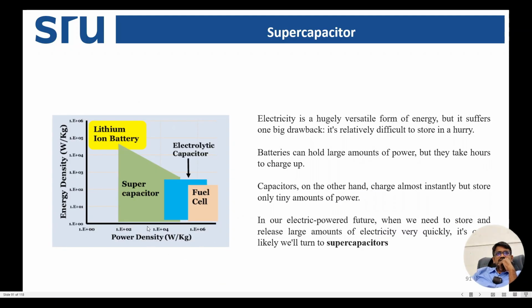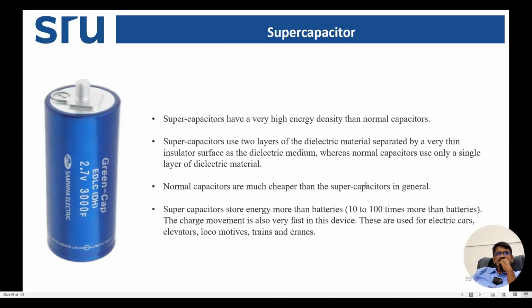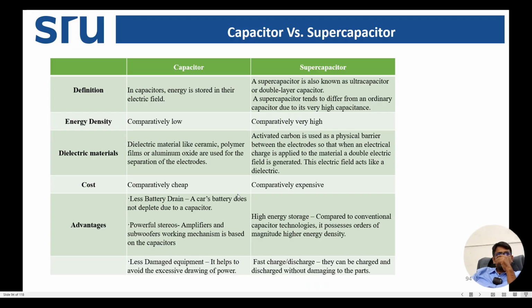So this is the energy density and power density chart. Lithium ion batteries provide high energy density. See, on the y-axis is energy density, and lithium ions are the highest. Then power density: supercapacitors provide a balanced, higher power density and also balanced energy density. Capacitors provide high power density but low energy density. Fuel cell is not our topic right now. So these are the comparisons.